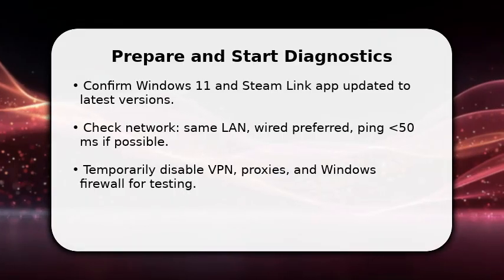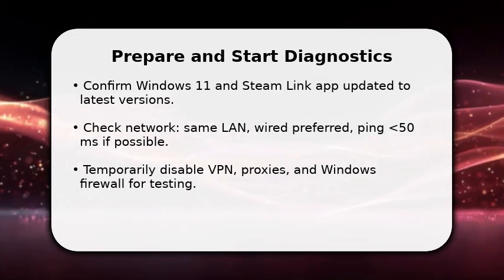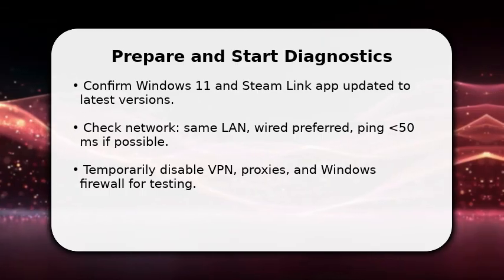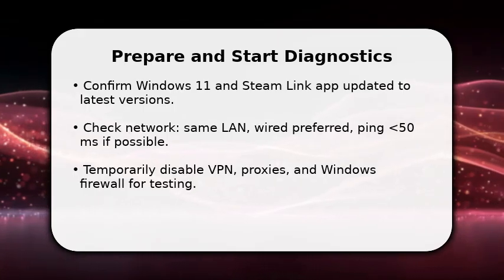You begin by confirming prerequisites and launching diagnostics. First, make sure Windows 11 and the Steam Link app are fully updated. Outdated builds commonly trigger error 451. Once done, test your network.